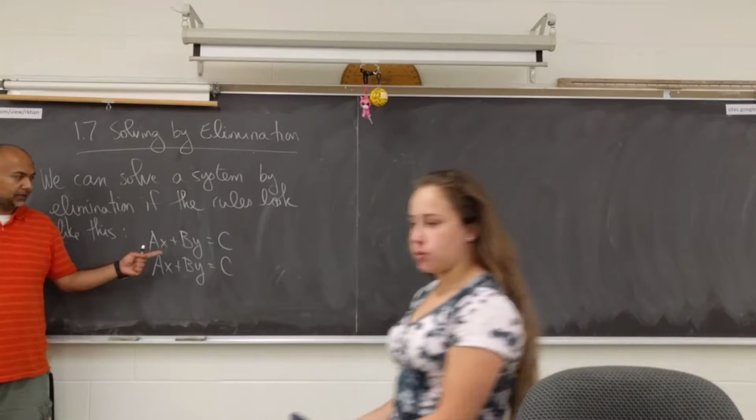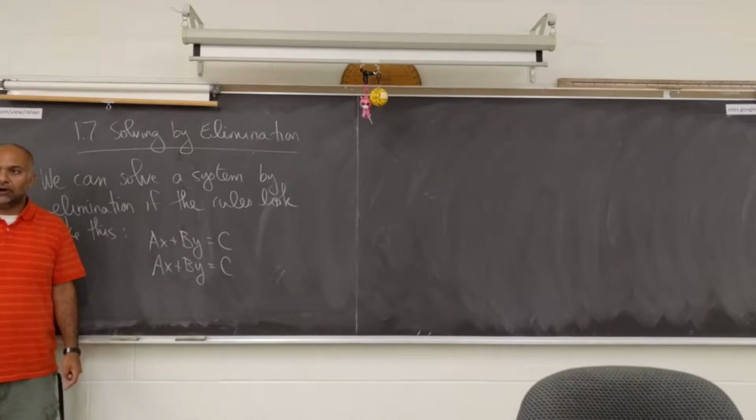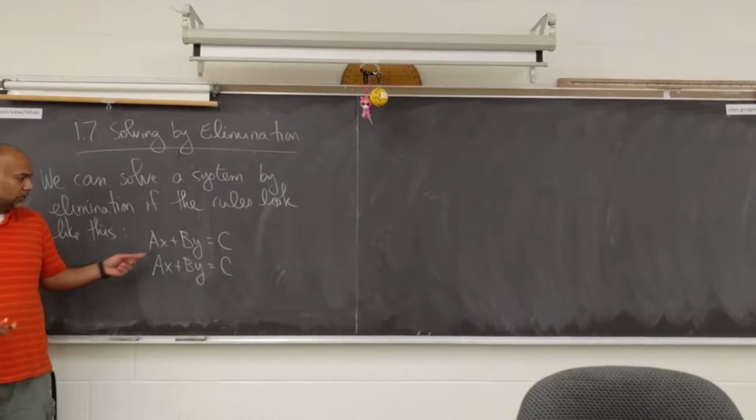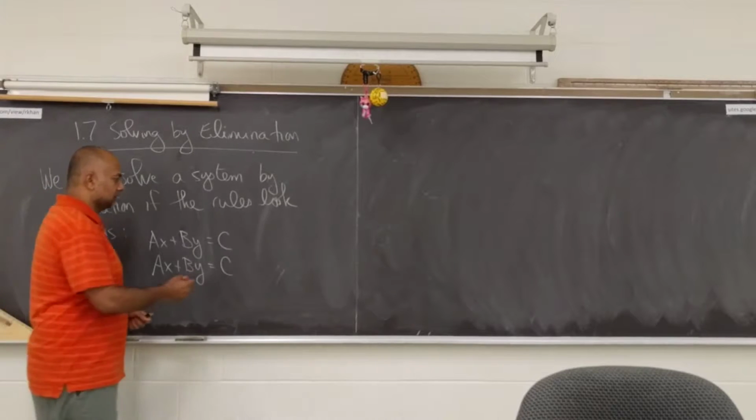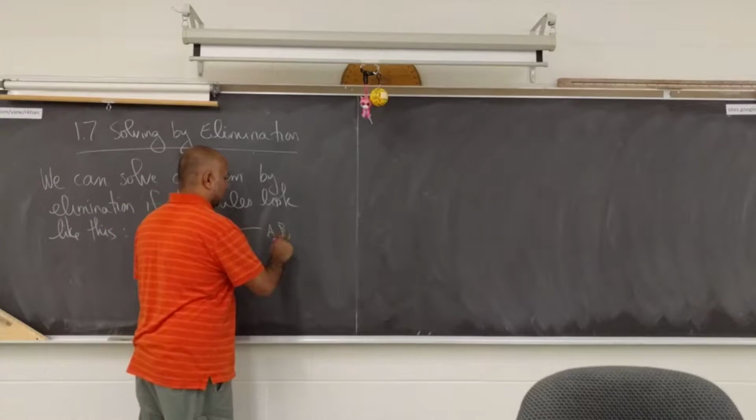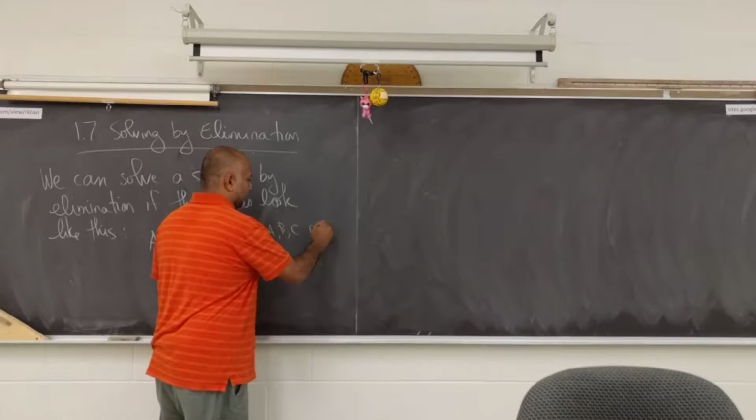Now, the capital letters here, the A, the B, and the C, all represent numbers. They could be anything. It could be a 2, could be a 6, could be a 7. It could be really any numbers we want. So these capitals represent numbers. So A, B, C represent numbers.